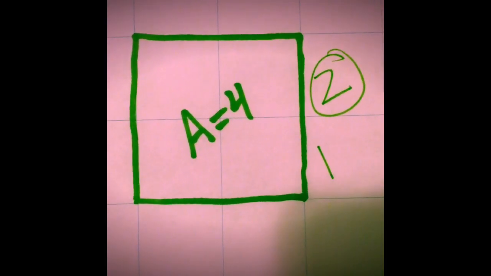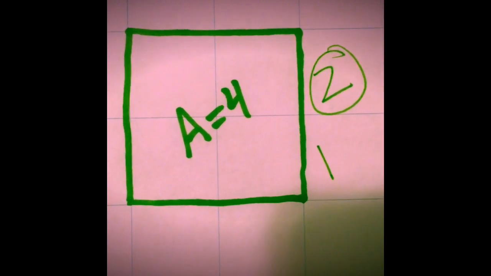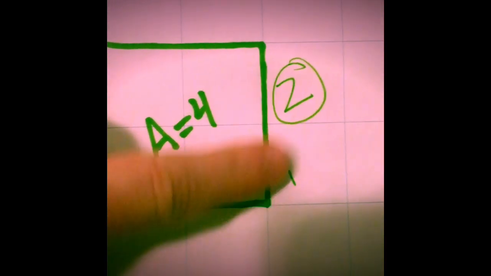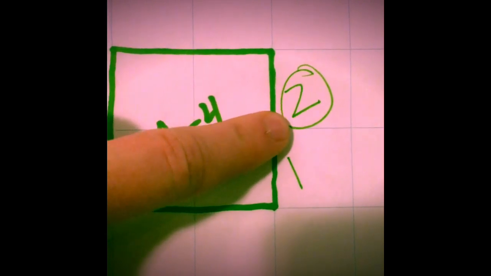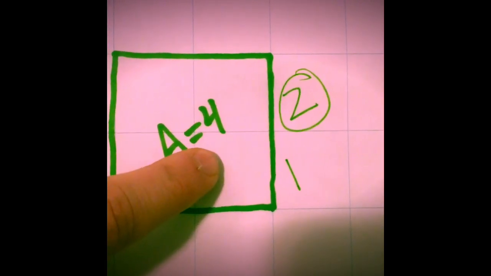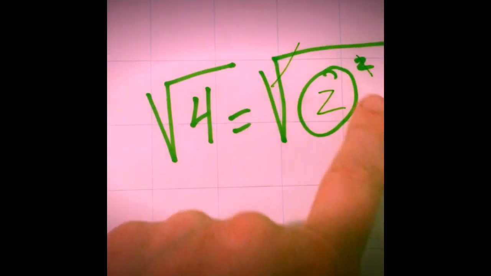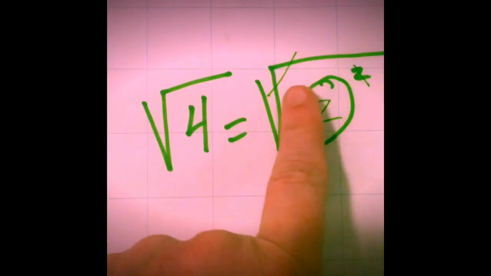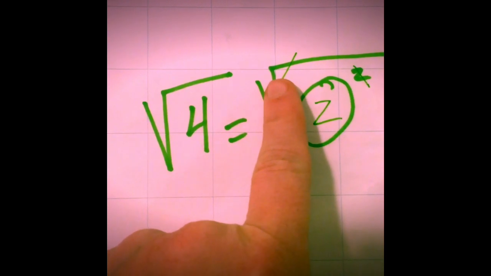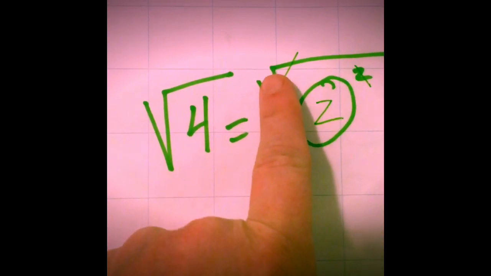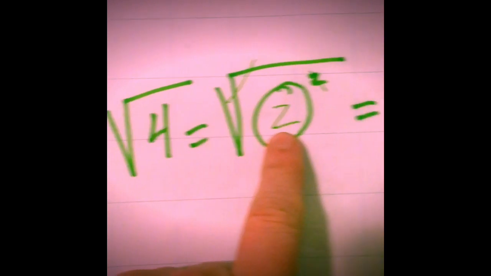So let's come back to these perfect squares again. We counted that the side length was 1, 2. Sure enough, 2 times 2 equals 4. We talked about before that the exponent of 2 and a standard square root are inverse operations, so they'll cancel each other out, leaving us with just the answer 2.